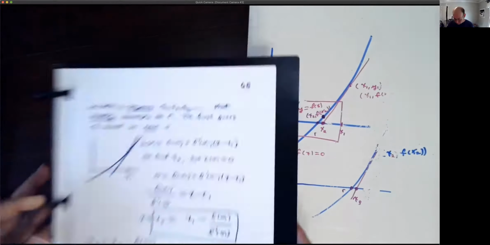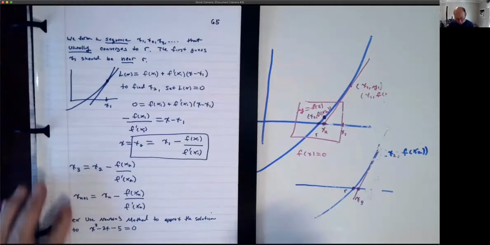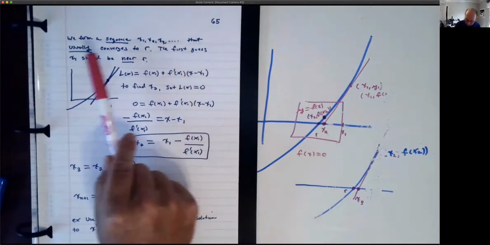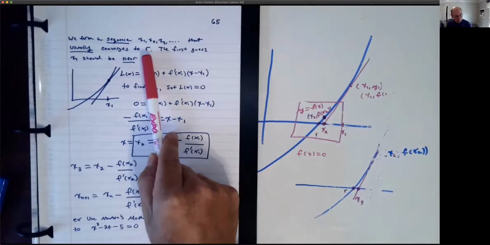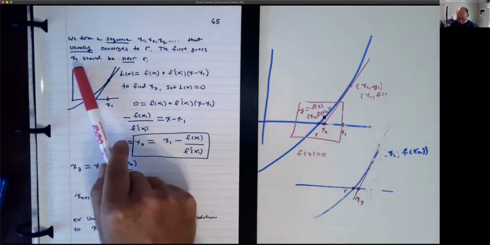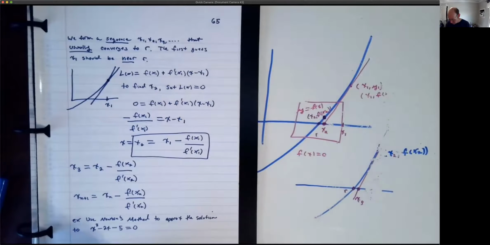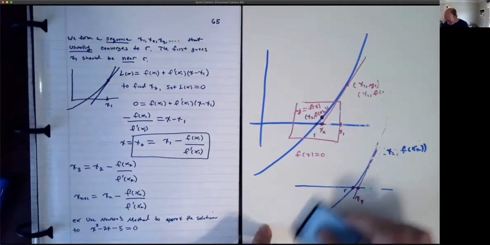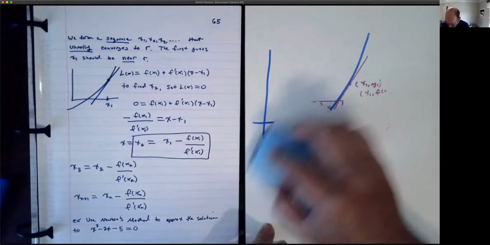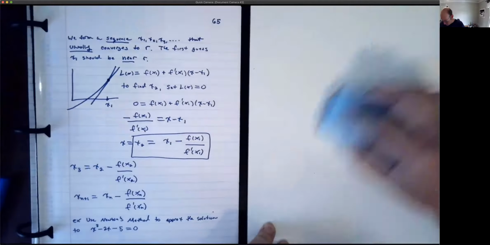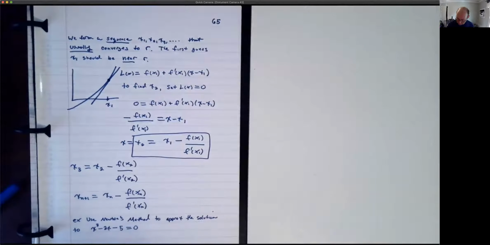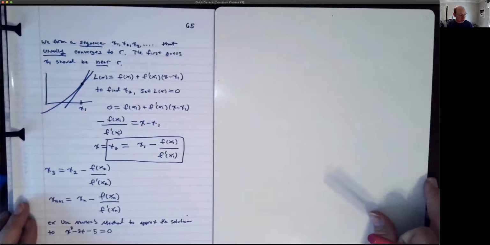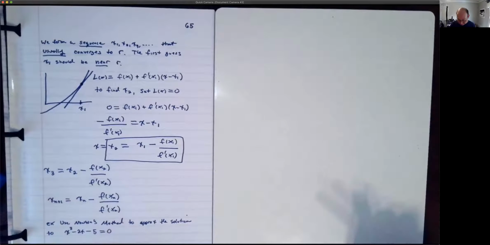All right, so we're going to form a sequence x1, x2, x3 that usually converges to r. First guess x1 should be near r. That's really the only rule. Make your first guess as close as you can to an estimate of where you think the answer should be. The intermediate value theorem could be used to show whether your guess is close or not.